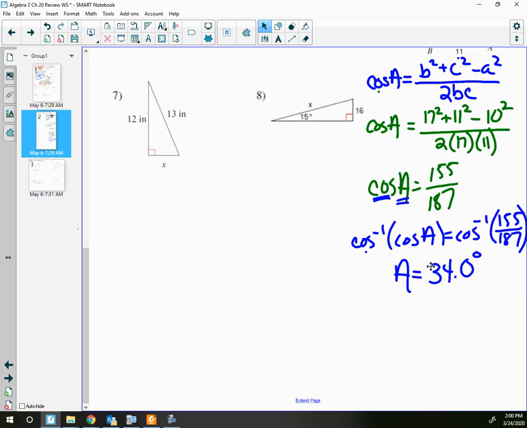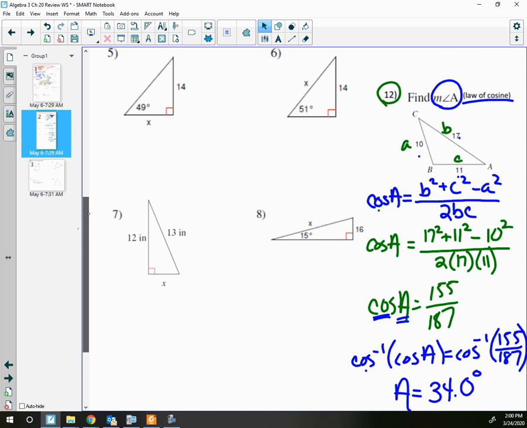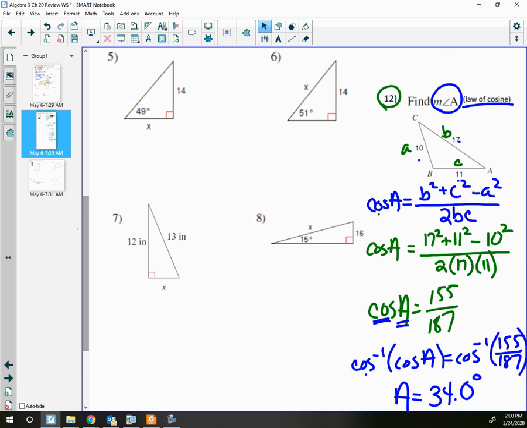So law of cosines works great if we have three sides, so side, side, side. It also works awesome in side, angle, side. That was the other scenario we did for law of cosines. So we had both of those options.